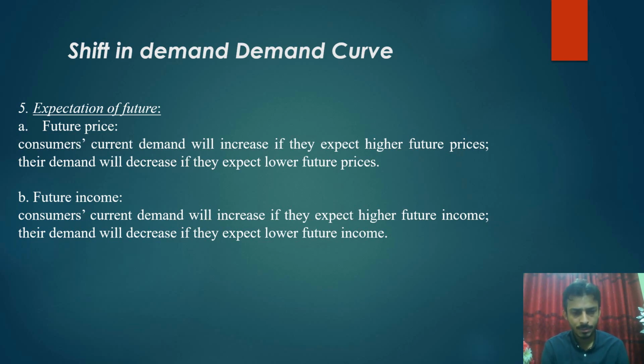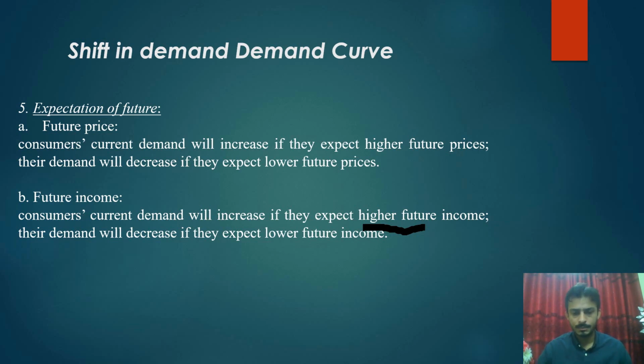Look at this, consumers' current demand will increase if they expect higher future prices. Same case, if the prices of petrol in the future increase, current demand would increase, because the consumer is rational, he or she knows that prices would increase. Why do I need to pay more, right? So future income, consumers' current demand will increase if they expect higher future incomes. Their demand will decrease if they expect lower future incomes. If future income is increasing, it gives confidence to the customer that I'll be able to buy more in the future. So he increases the demand.